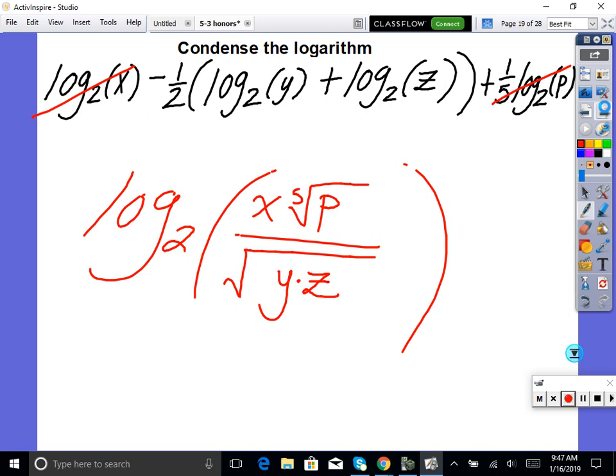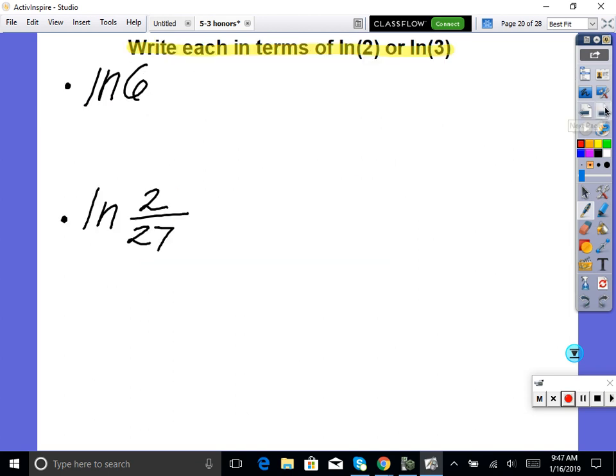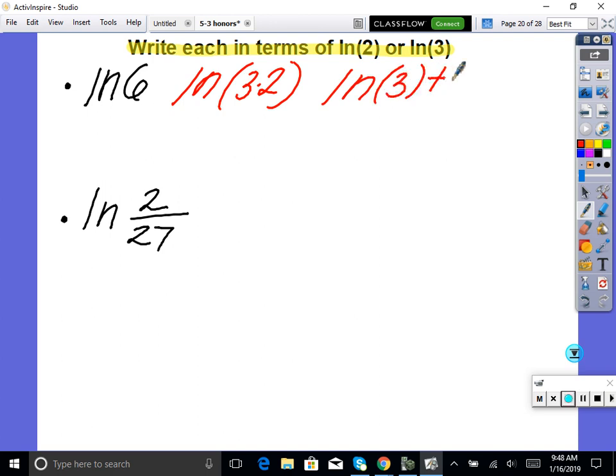Okay, cool. I'm just going to go over some things that are on the homework that are worded a little weird that people kind of have a hard time getting started with, so that when we get to the homework, we don't have such a hard time. Okay, it says, write each in terms of an ln of 2 or ln of 3. So I want you to take the ln and rewrite it with only ln's of 2's and 3's. So isn't ln of 6 ln of 3 times 2? That's the same thing, correct? Now how do we split that up? ln of 3 plus ln of 2, and done.